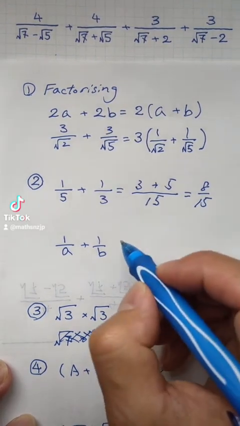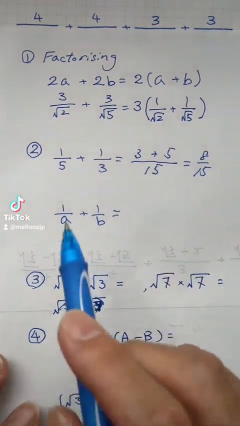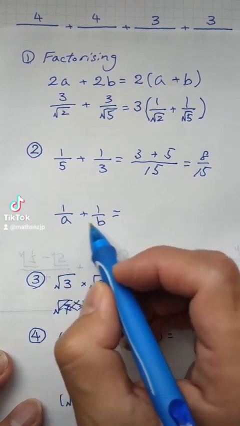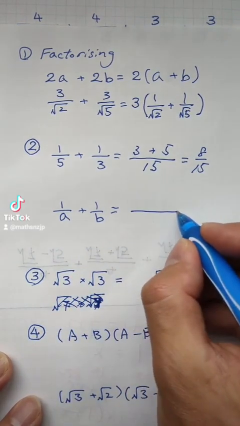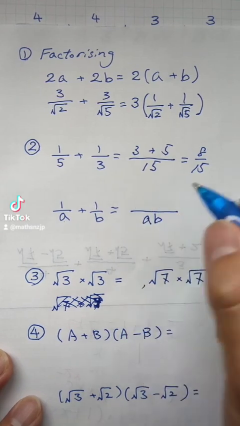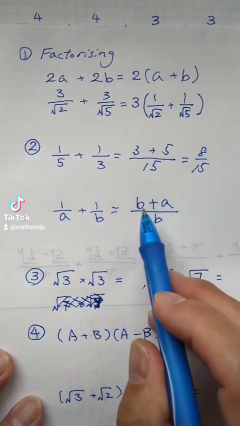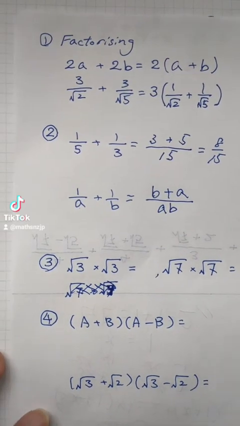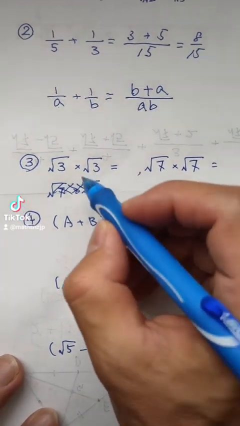Okay, so if you look at this one, you can deal with it even if there's a variable in the denominator. So what you have to do is this times this, AB, and then in the numerator you do B plus A. Of course you can write A plus B as well, because 2 plus 3 and 3 plus 2 is the same. Right, anyway, so this one is the second skill, and then the third skill is this one, square root.